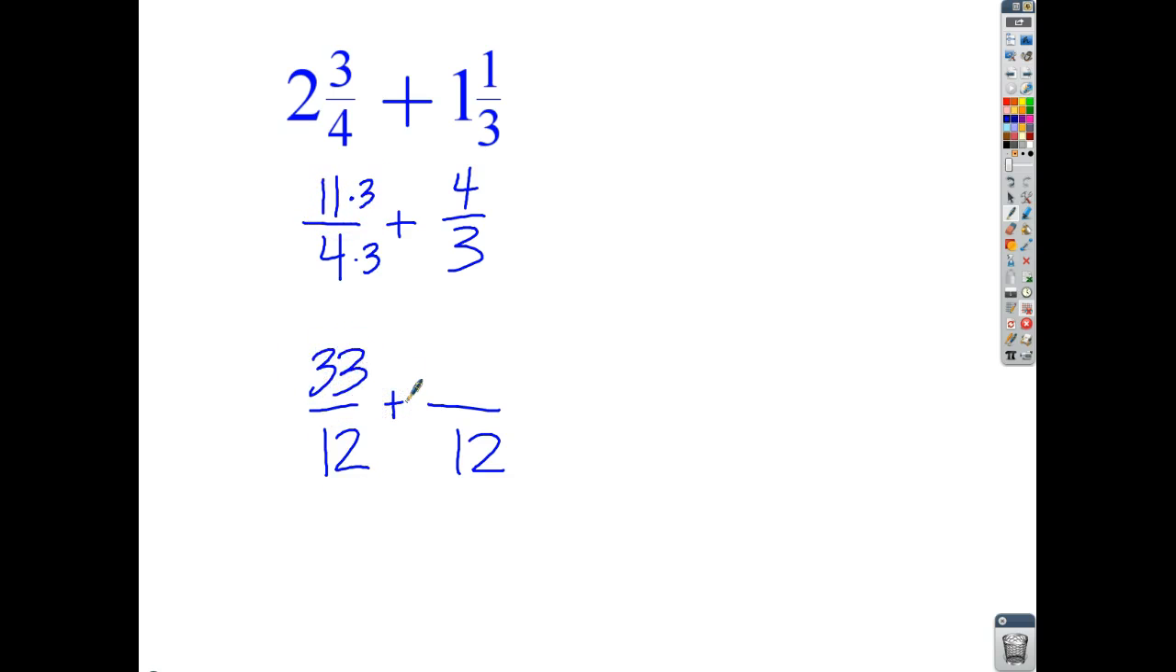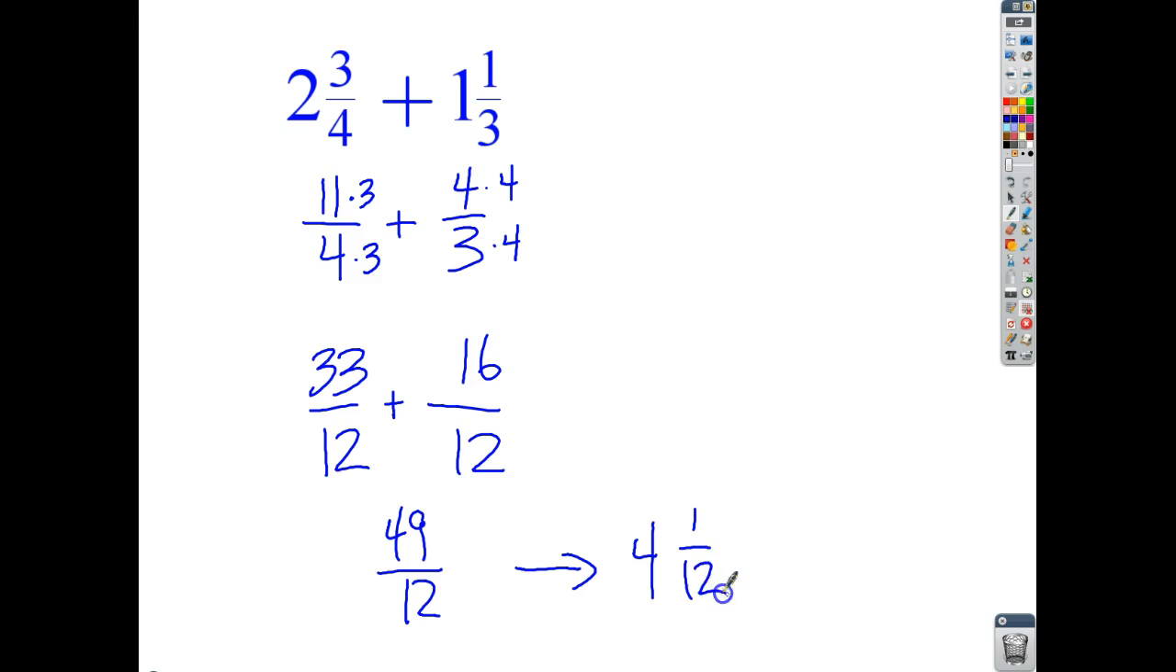And I'm going to go ahead and add that with, okay, I have 3 pieces. I need to turn it into 12, so I'm going to cut those into 4, cut these into 4, so I'm going to end up with 16 twelfths. Okay, and when I add 33 and 16 together, I'm going to end up with 49 twelfths, okay? And if you wanted to try to change this into a mixed number, you could go ahead and change it. 12 goes into 49 4 times with 1/12 left over. Okay, all right, let's move on.